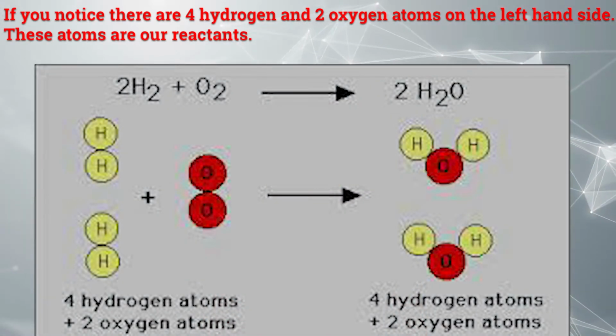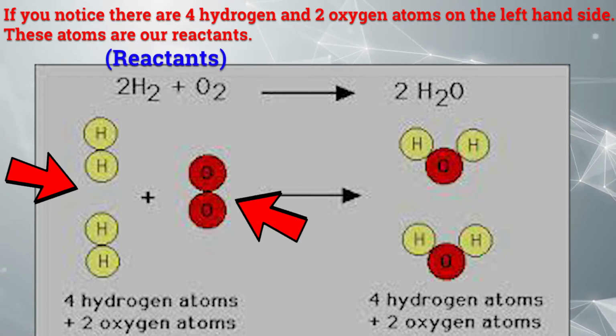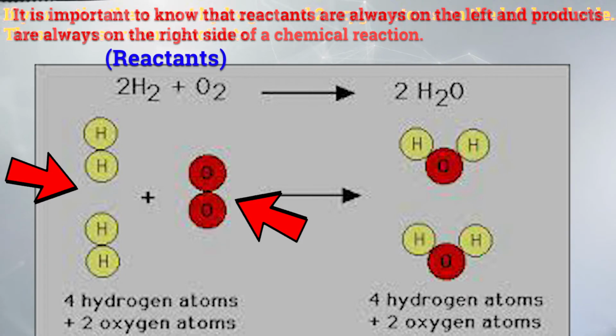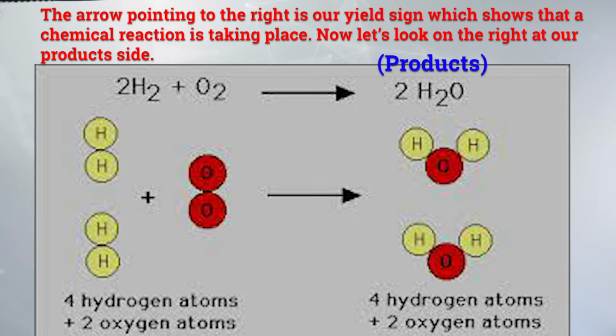If you've noticed, there are 4 hydrogen and 2 oxygen atoms on the left-hand side. These atoms are our reactants. It is important to know that reactants are always on the left and products are always on the right side of a chemical reaction. The arrow pointed to the right is our yield sign, which shows that a chemical reaction is taking place. Now let's look on the right at our product side.